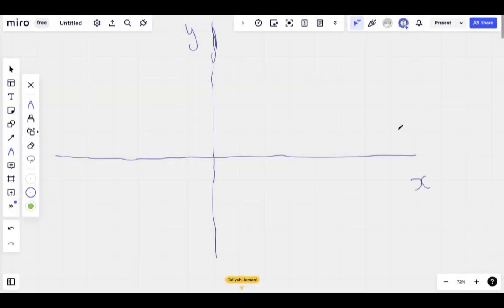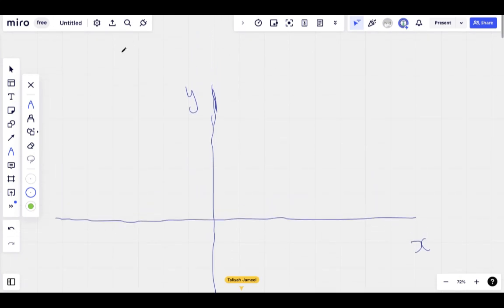Our topic is linear programming. Linear programming. If you look at the topic, linear means we are plotting straight line graphs. We'll be plotting straight line graphs and we'll be using inequalities.